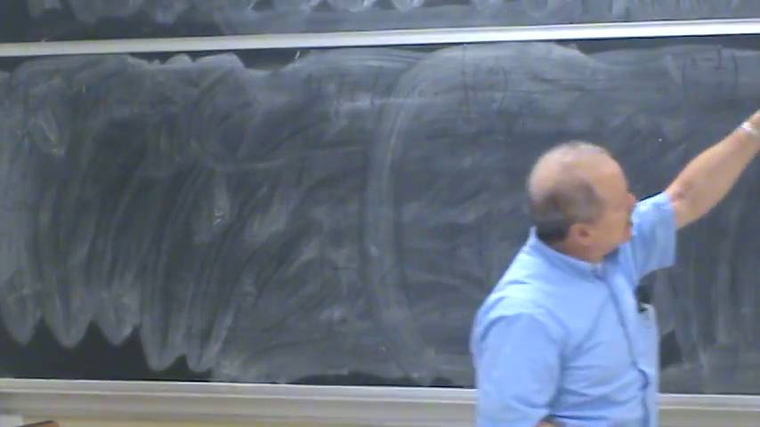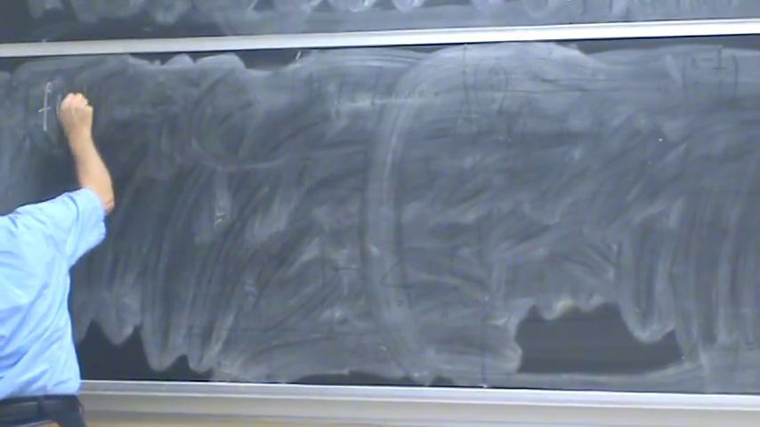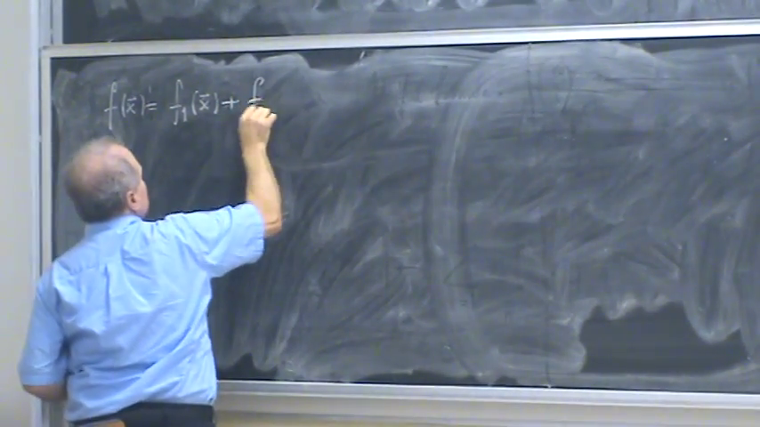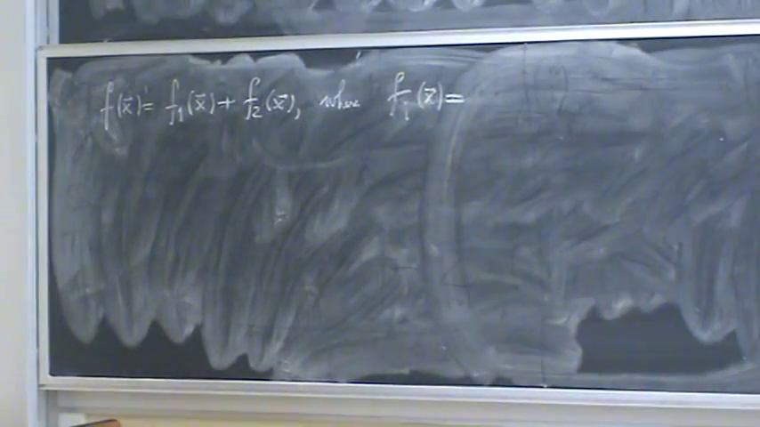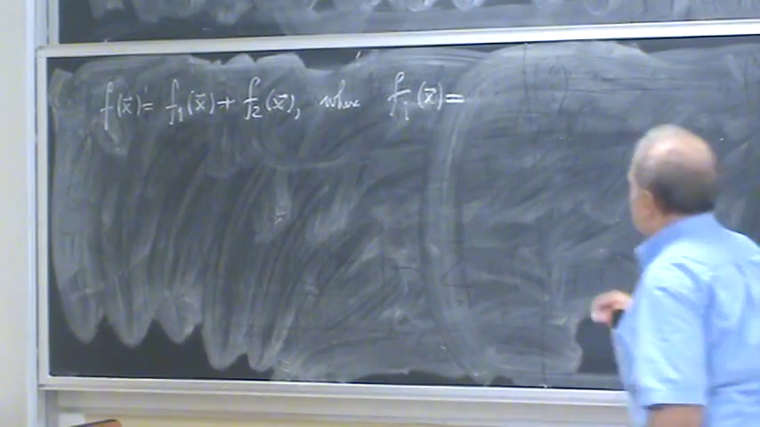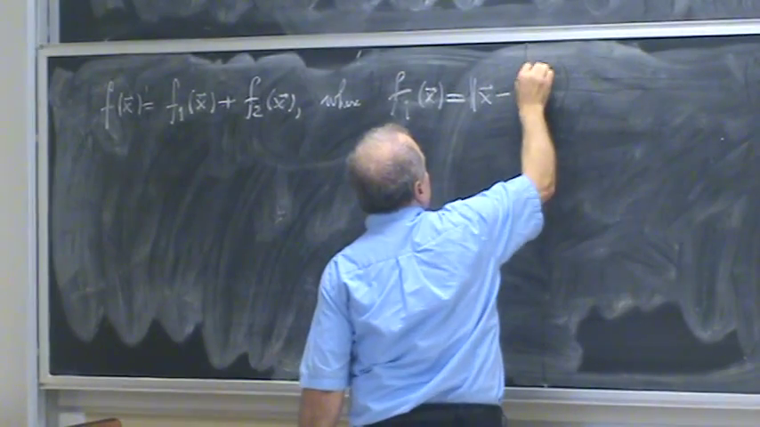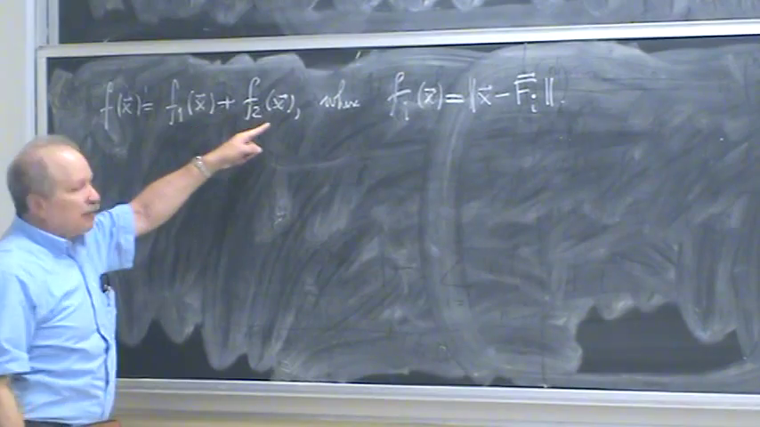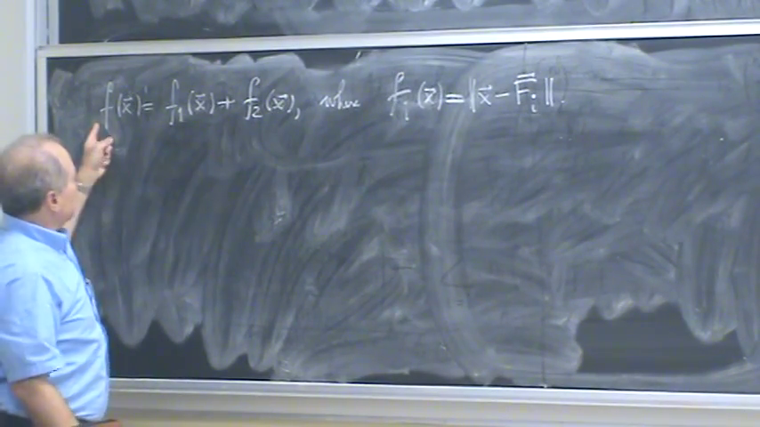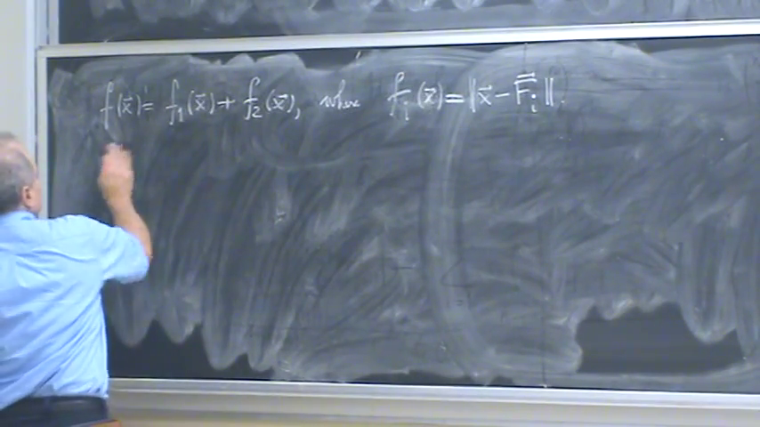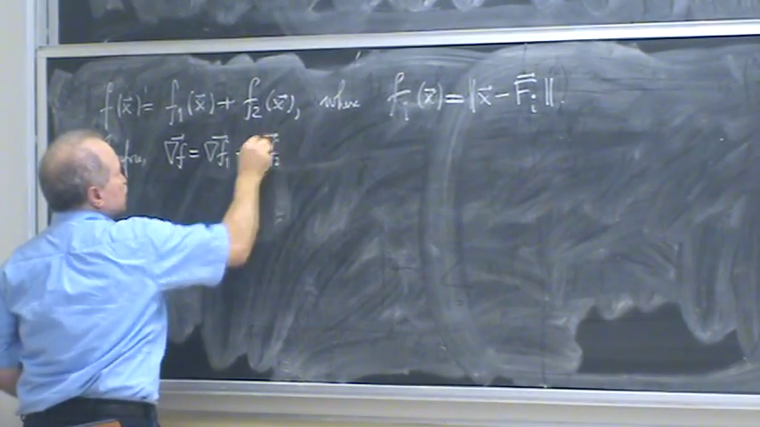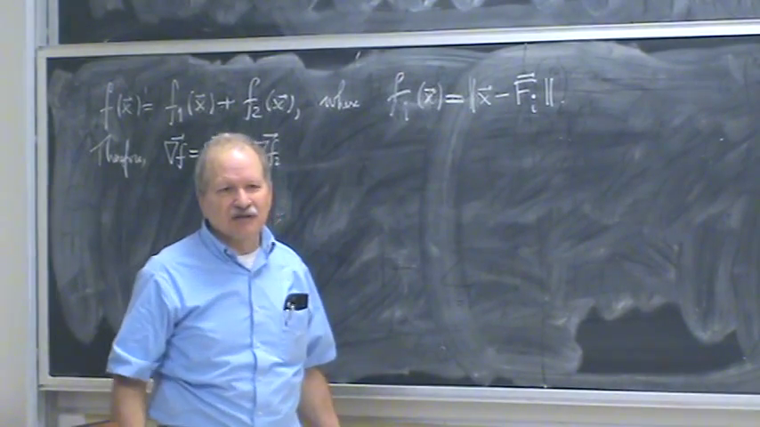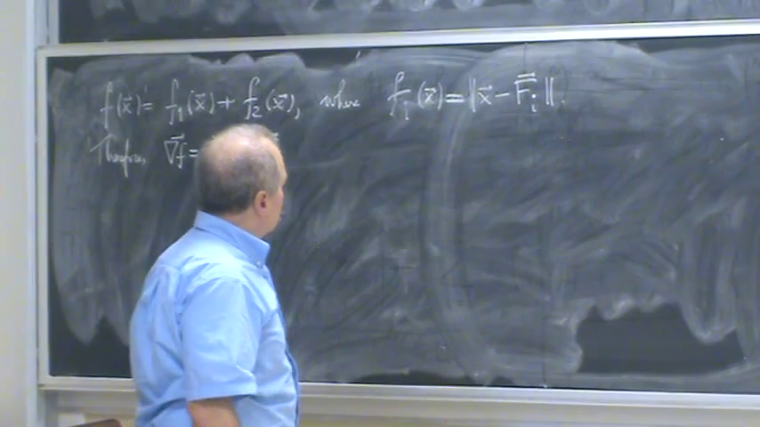So look, f is the sum of two functions. It's the sum of f1 plus f2, where little fi is the distance from x to focus sub i, the magnitude of x minus Fi. So what's the derivative of a sum? So what's the gradient of a sum? The sum of the gradients. Now tell me what each of those gradients is. Close. Is it negative?